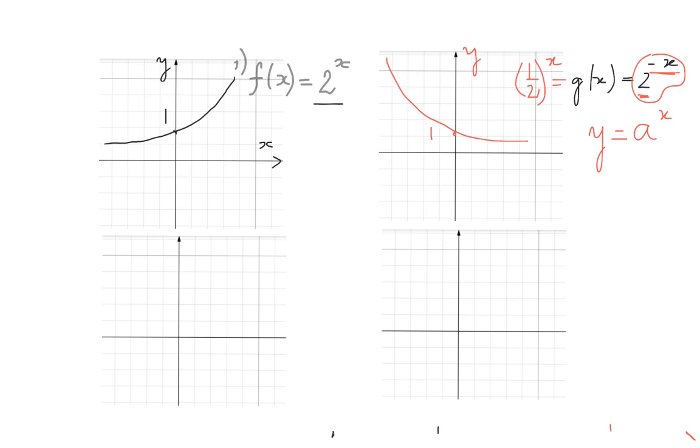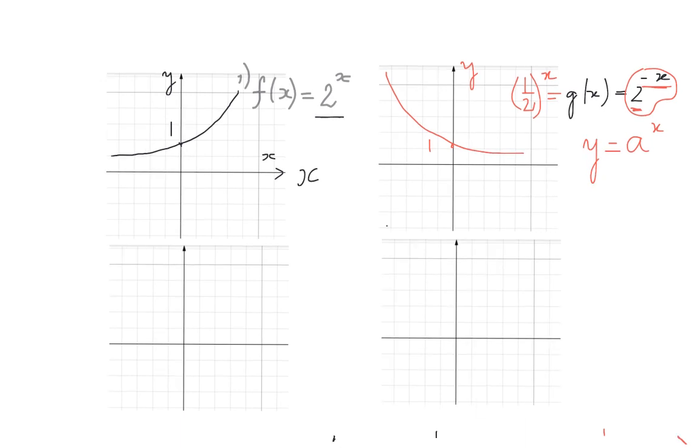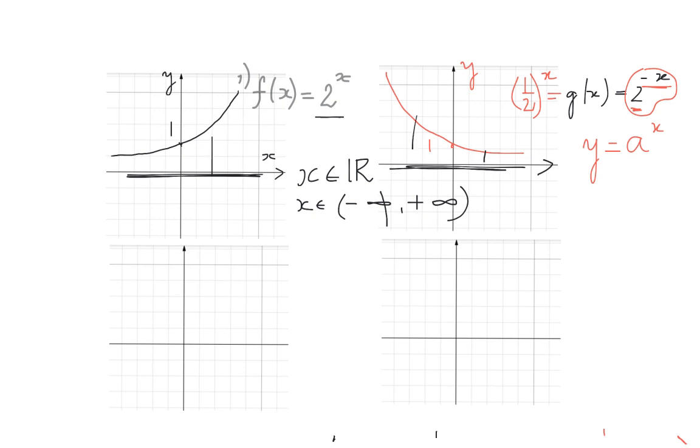Well, if you look at the domain as the values of x for which the function makes sense, it is x element of real numbers. Or you can represent this also as x element of minus infinity to plus infinity. It doesn't matter. But as we can see at the x values, for every value of x, there will be one value of y. So we are looking at a 1-to-1 function.